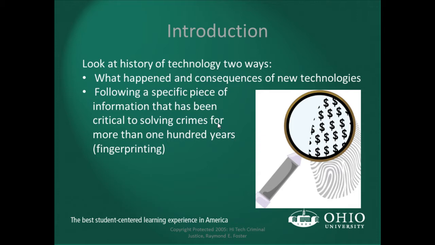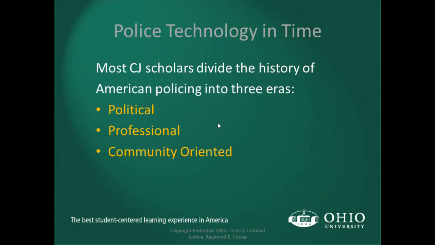Introduction. We're going to look at history of technology in 2 ways. What happened, the consequences of new technology, and then we're also going to follow a specific piece of information that has been critical to solving crimes for more than 100 years, and we're talking about fingerprint information, and we'll look through that and how that fingerprint information has evolved.